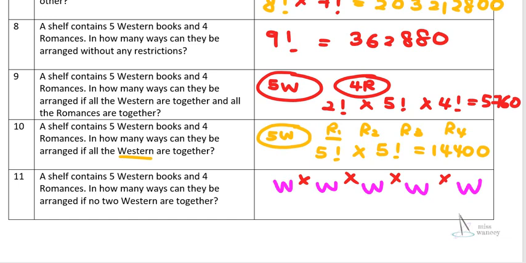Okay, so to arrange the Western first, so 5 factorial. Multiply with arranging the Romance book, so 4 factorial. So 5 factorial multiply with 4 factorial. So this is simply 2880.